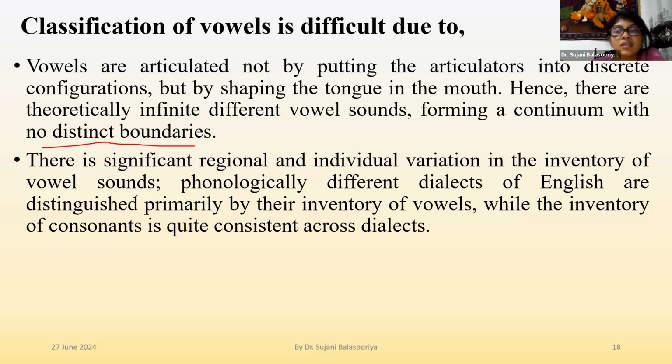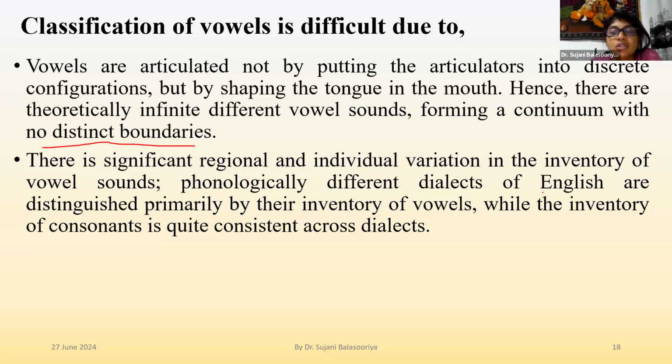Here you have some more information about the vowels. There is significant regional and individual variation in the inventory of vowel sounds. Phonologically, different dialects of English are distinguished primarily by their inventory of vowels, while the inventory of consonants is quite consistent across dialects. Across dialects, or across languages too, maybe, right?